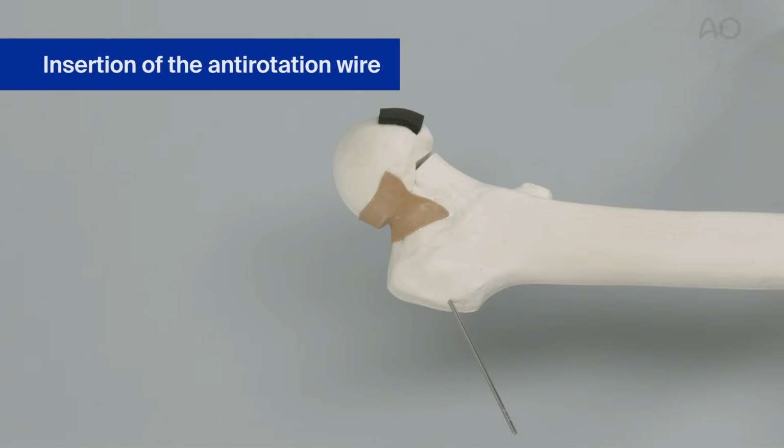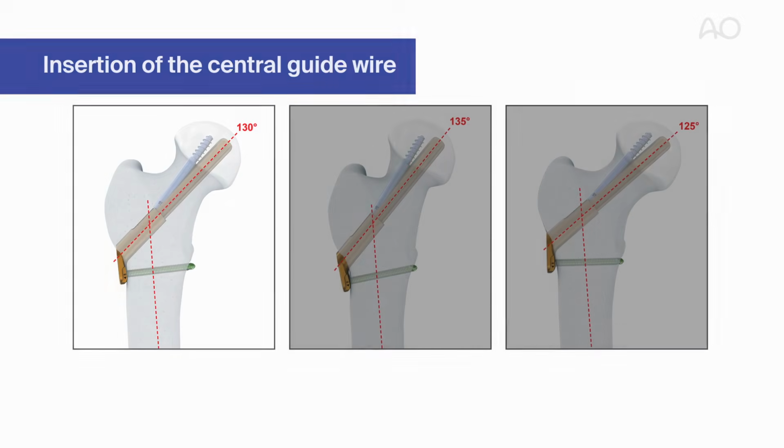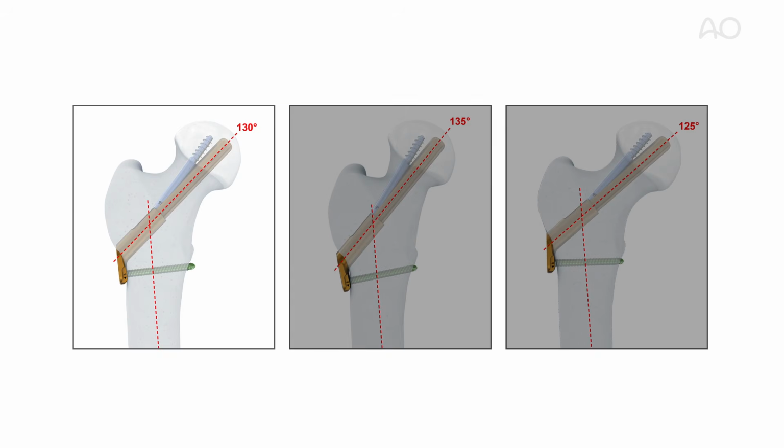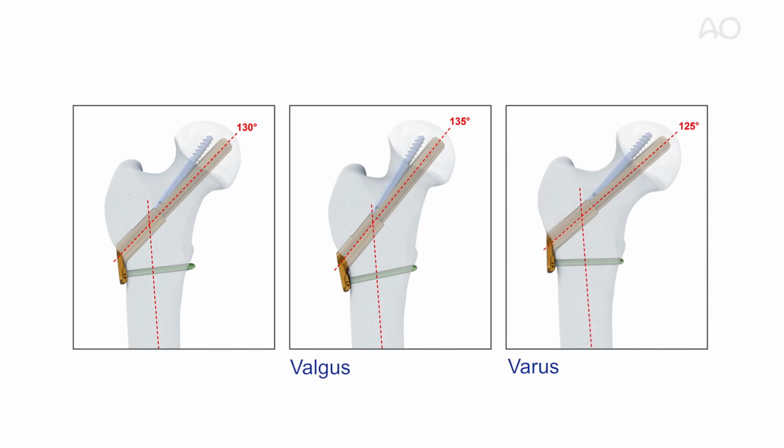As previously demonstrated, the anti-rotation wire is inserted. The FNS has a 130-degree neck shaft angle, and it can also be used in more valgus and varus cases because of the angular stable fixation provided by a locking screw.